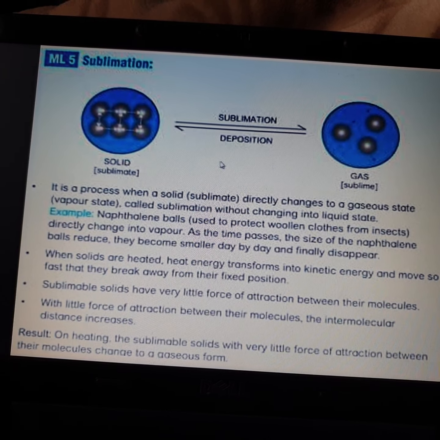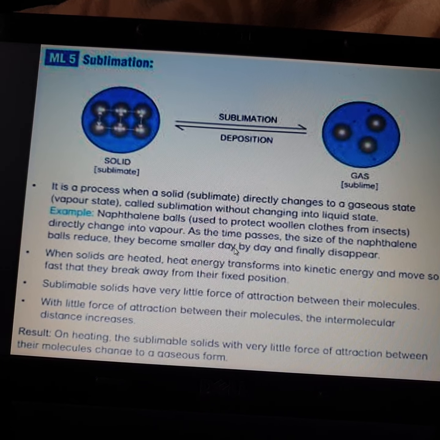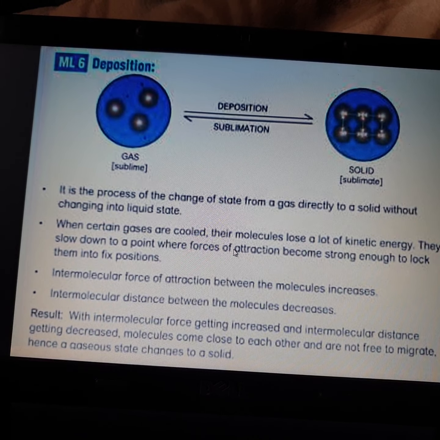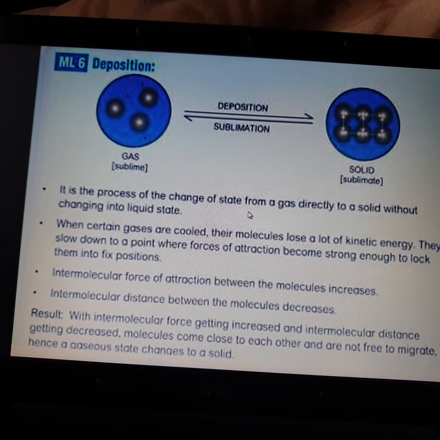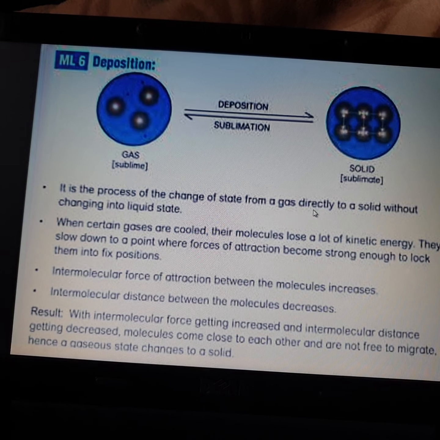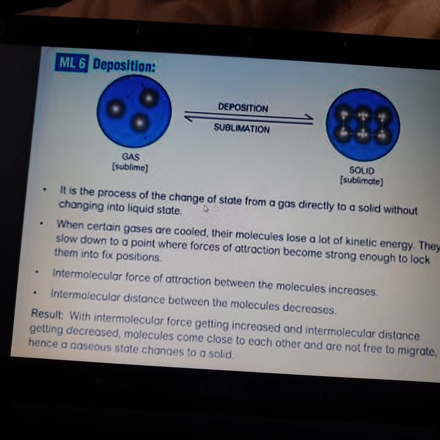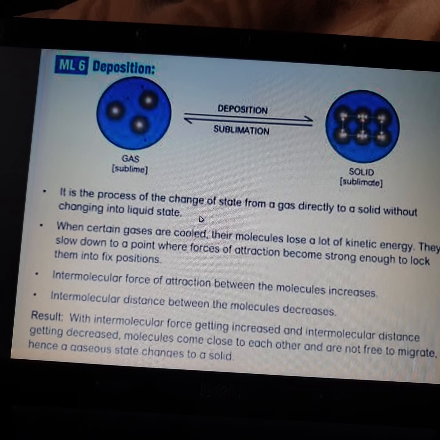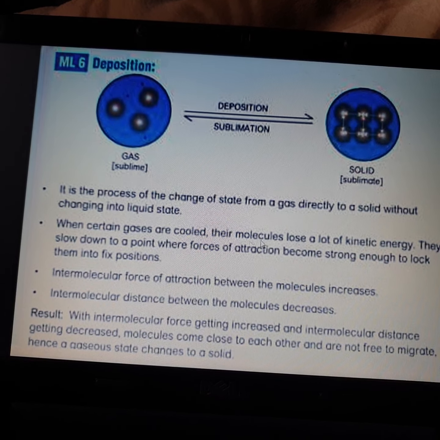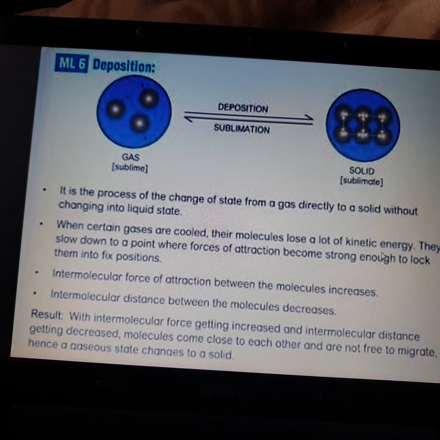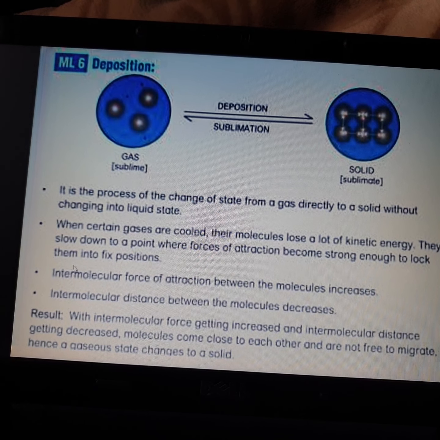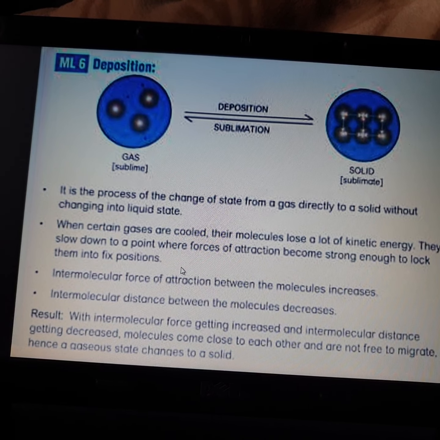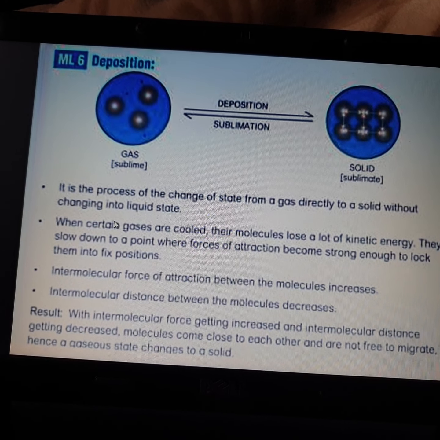Gas into solid is called deposition. So next is the last topic from this chapter, that is deposition. It is a process of change of state from a gas directly to a solid without changing into a liquid state. When certain gases are cooled, their molecules lose a lot of kinetic energy. They slow down to a point where the force of attraction becomes strong enough to lock them into a fixed position.